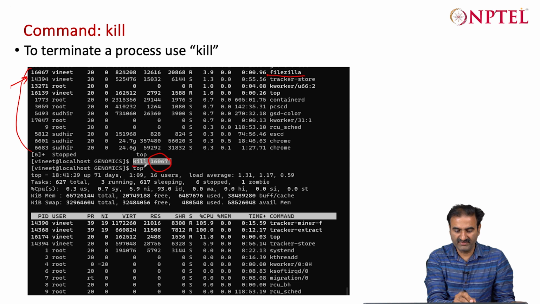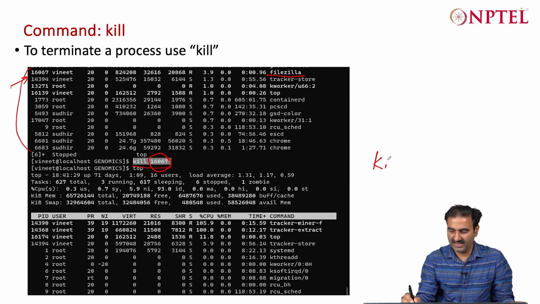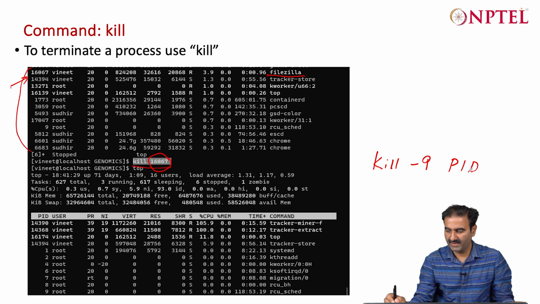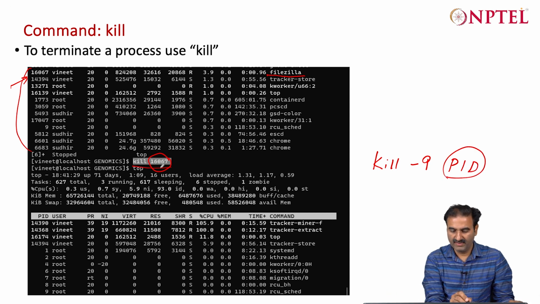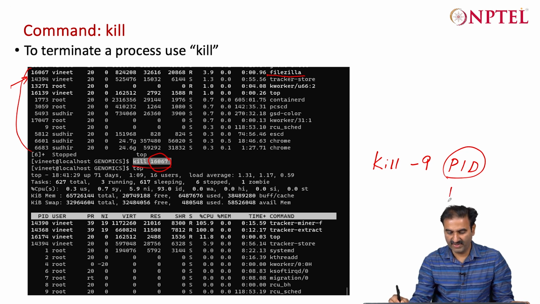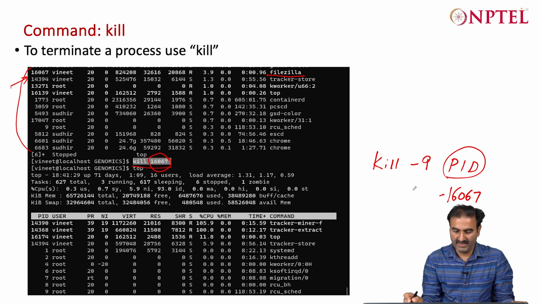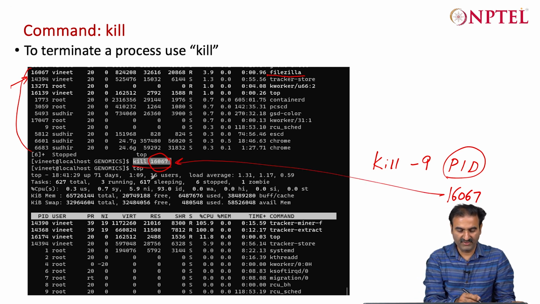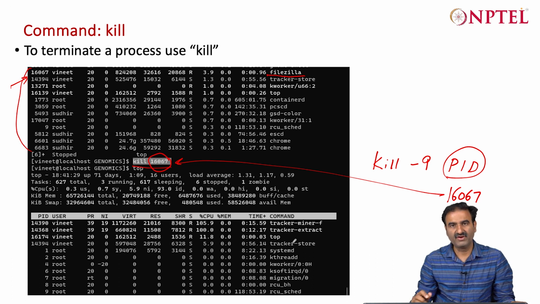The command will generally be kill -9 and the PID. You can also directly give kill 16067, where 16067 is the PID here, and it will kill this process. So when you run top again, this process will not appear.